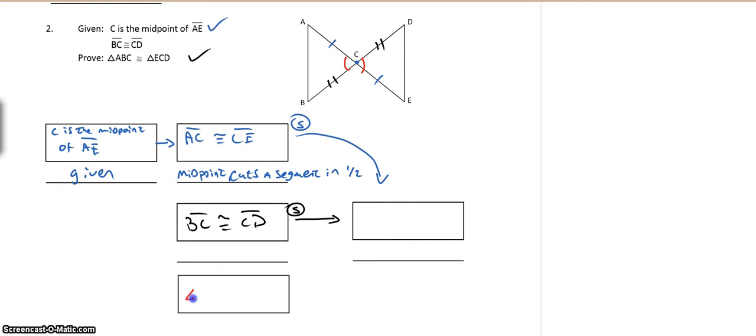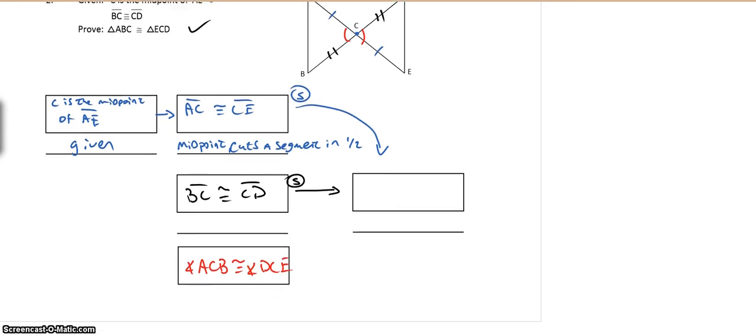So I'm going to say angle ACB is congruent to angle DCE. My reason being vertical angles are congruent. If vertical angles exist, then we have congruent angles. Oops, over here I forgot to label my given. So I'm going to make sure that reason's in there. Then here we have congruent angles.